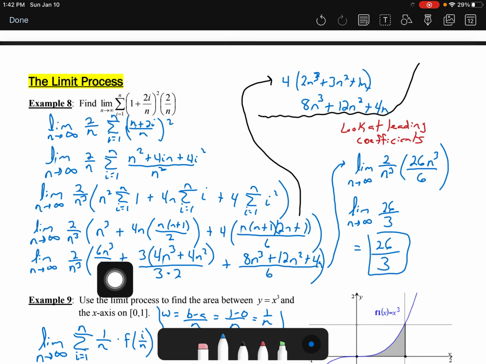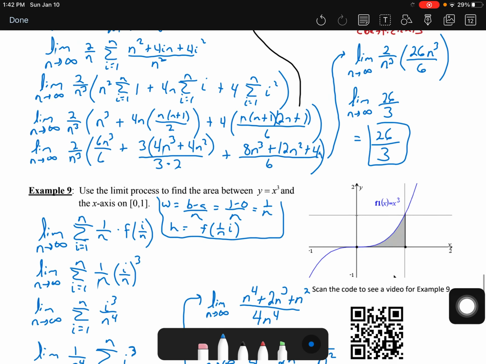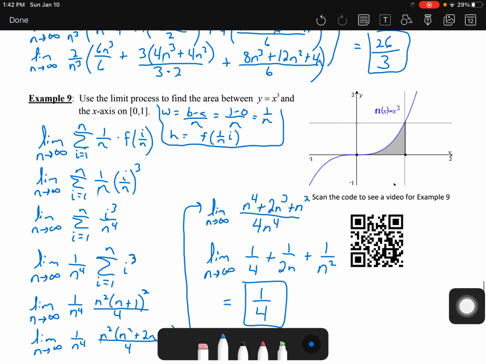Okay, and so like I said, look for that highest degree. And then the other terms, you can basically leave those off, because as you do your limit as n approaches infinity, those ones become 0 anyway, so you can just work with the highest degree part. Okay, so one more, and similar process.